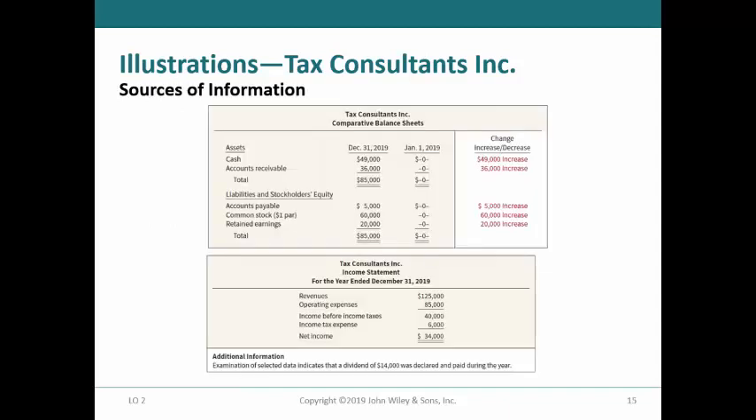This slide shows the sources of information that we will be using to prepare the statement. First, notice that since this is the first year of operations for Tax Consultants, they had no opening balances as of January 1st, 2019. At the end of the year, we see that all of their balance sheet accounts have increased. They have earned net income of $34,000 per their income statement, and we are given the additional information that they declared and paid dividends of $14,000 during the year. We will be using this information to prepare the statement of cash flows for 2019.